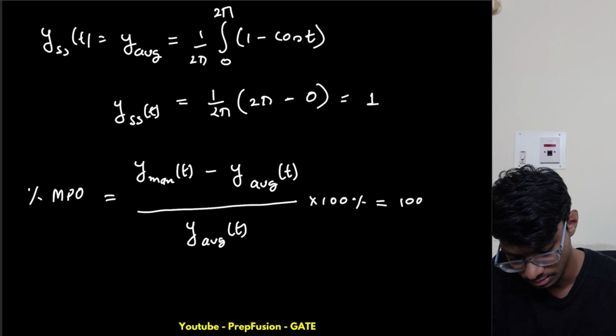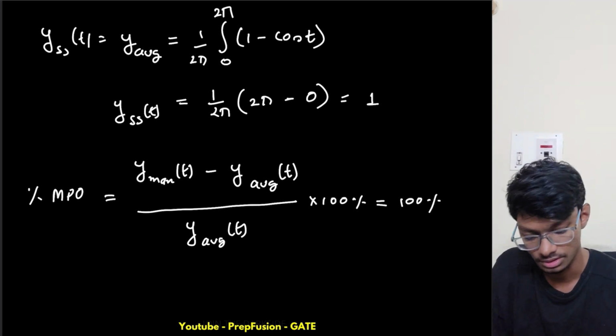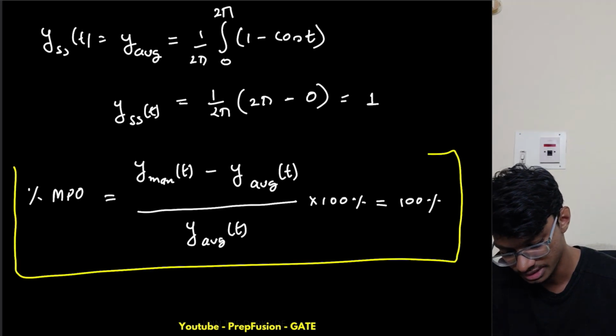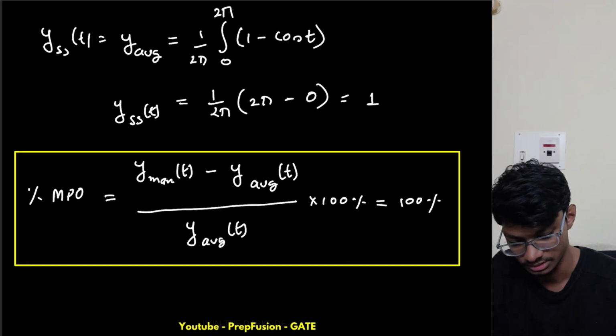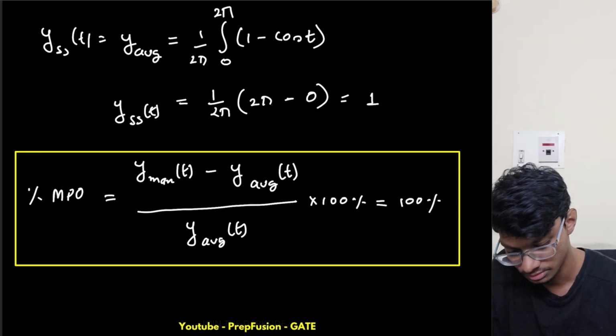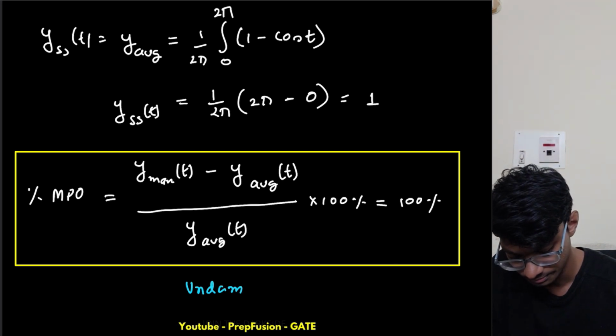Equals to 100%, right? So this is equals to 1 only, 2 minus 1 divided by 1 is equals to 100%. So this you can remember, for an undamped system the percentage MPO will be 100%, right? So this is just a boundary condition. Okay, just a boundary condition. This is valid for an undamped system.